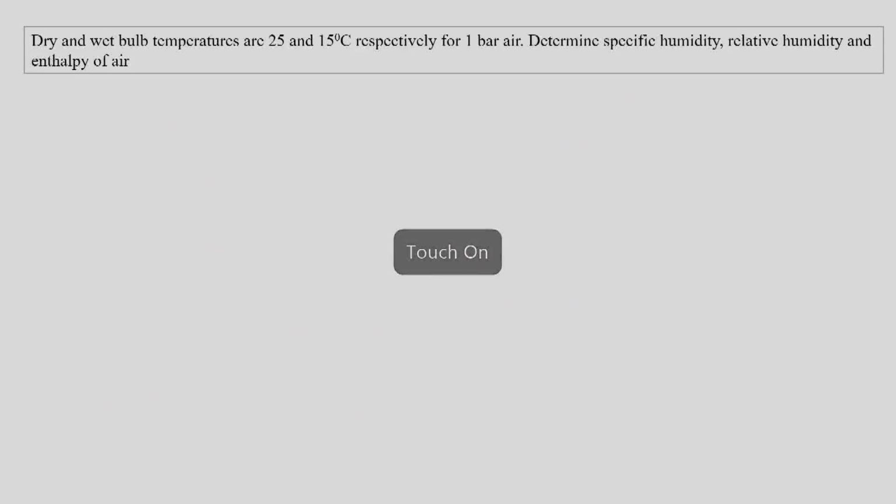Now we will go to the next example, and this example says that dry and wet bulb temperatures are 25 and 15 degrees Celsius for 1 bar of air. So there is 1 bar of air, and if we measure temperature on just a simple thermometer, it will give you 25 degrees Celsius. But if we put a wick of cotton on the thermometer bulb and measure the temperature, then what will happen?